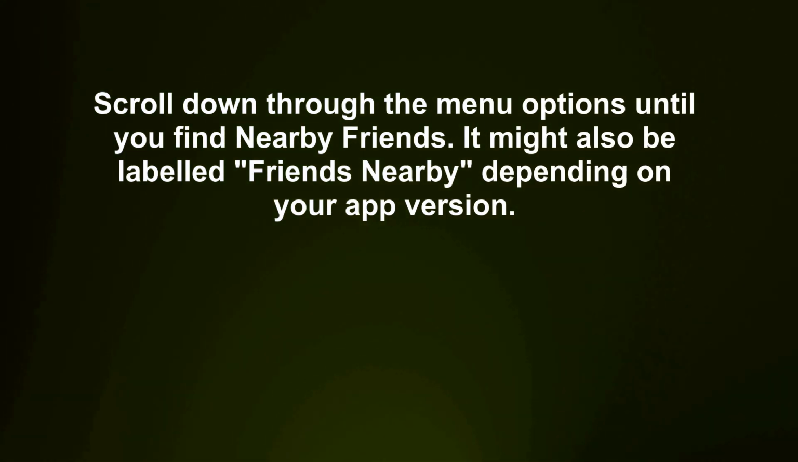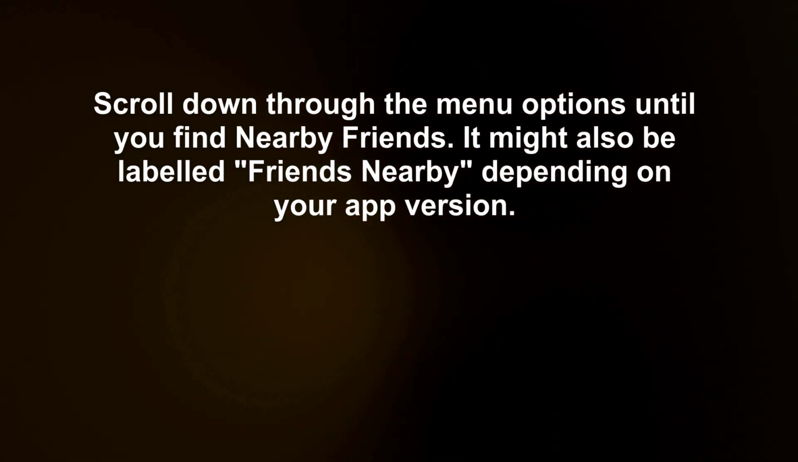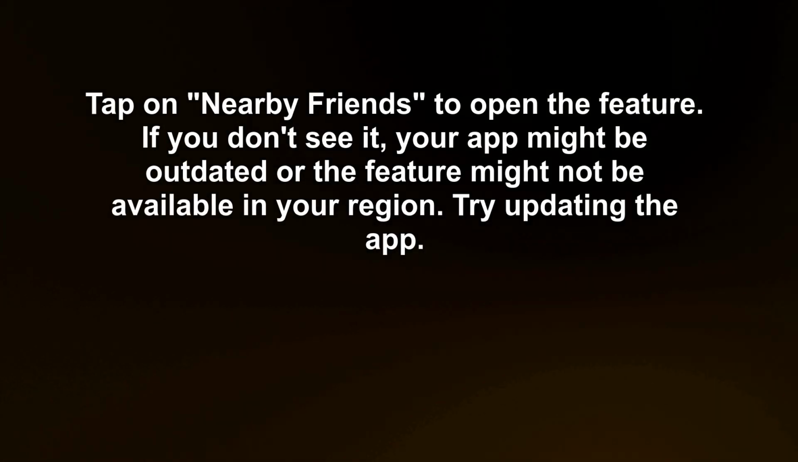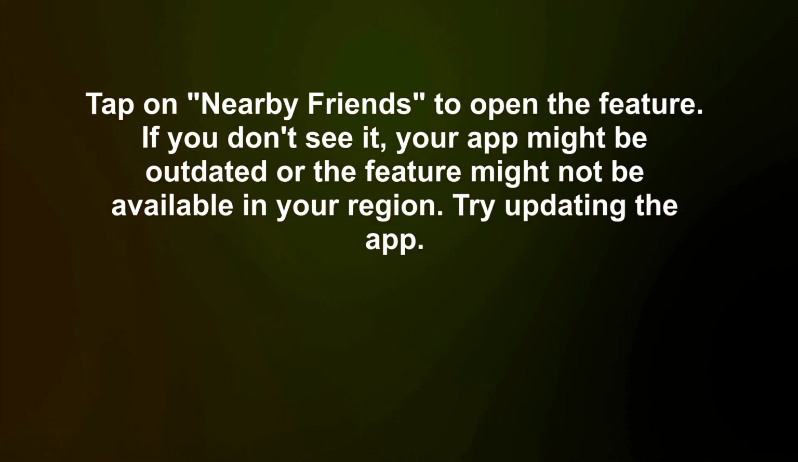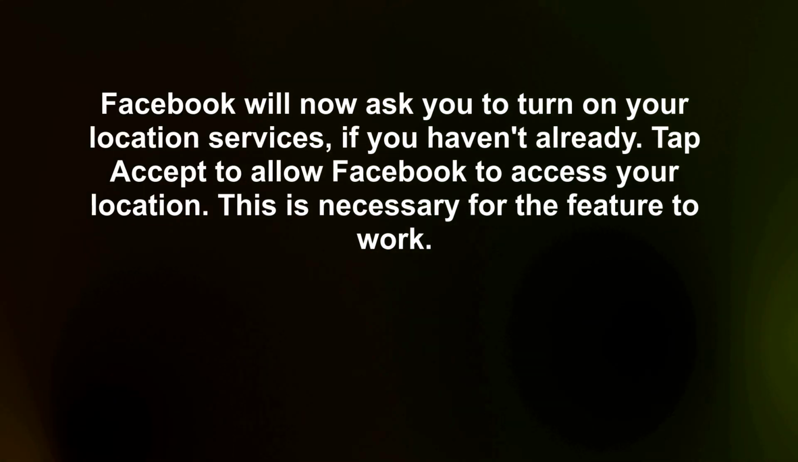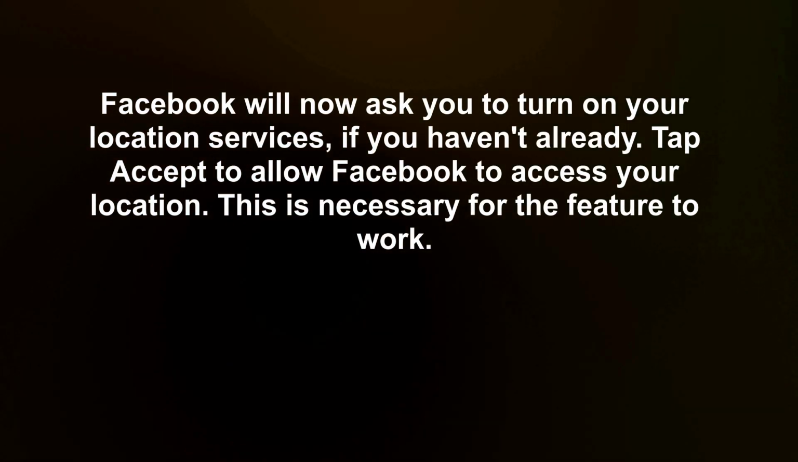Scroll down through the menu options until you find Nearby Friends. It might also be labeled Friends Nearby depending on your app version. Tap on Nearby Friends to open the feature. If you don't see it, your app might be outdated or the feature might not be available in your region. Try updating the app.